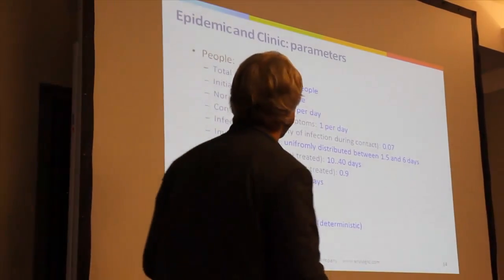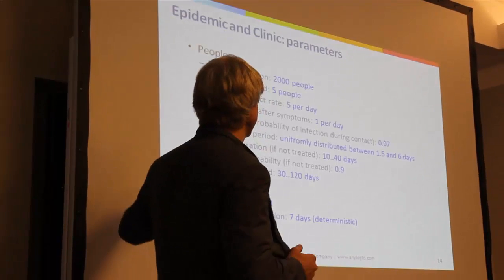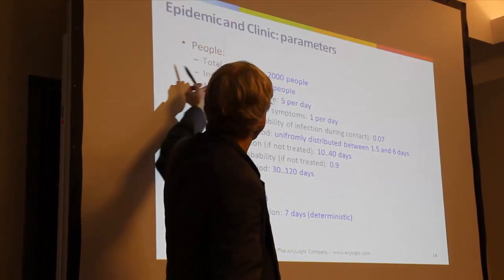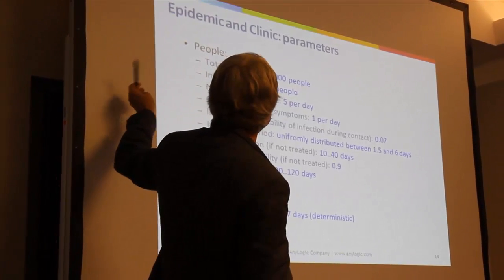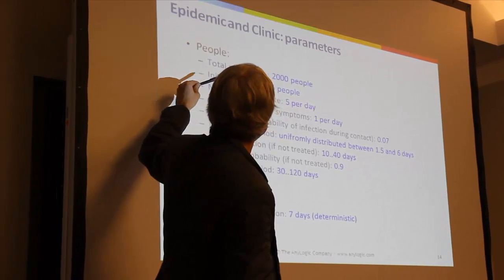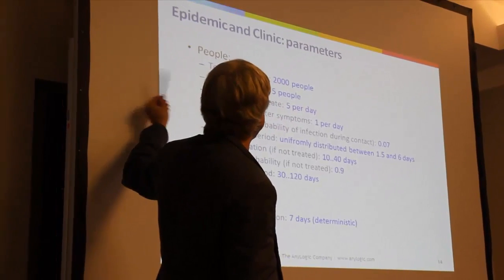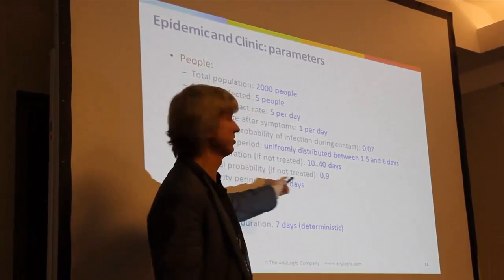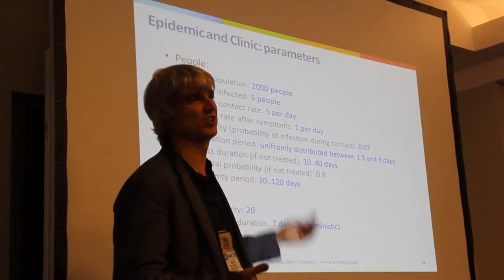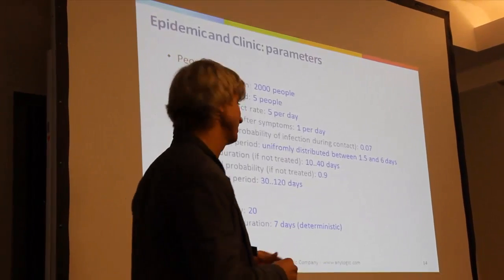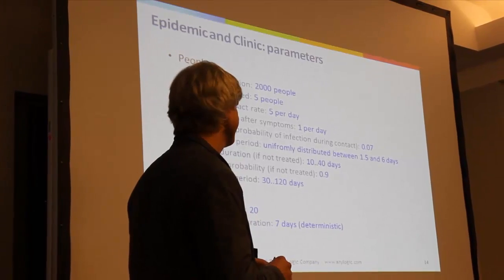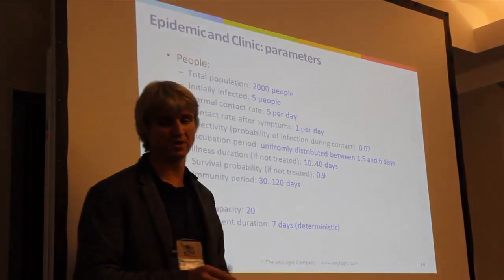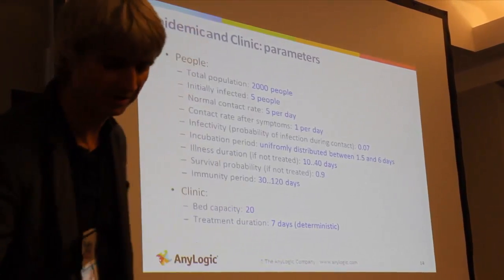Some numeric parameters, just to show what kind of size of the problem we will be talking about. 2,000 people, initially 5 people are infected. Normal contact rate 5 per day, when staying at home 1 per day. The survival probability is 90%, so if the person is not treated, only 10% die, 90% recover. And the immunity period is from 30 to 120 days. These are the parameters.